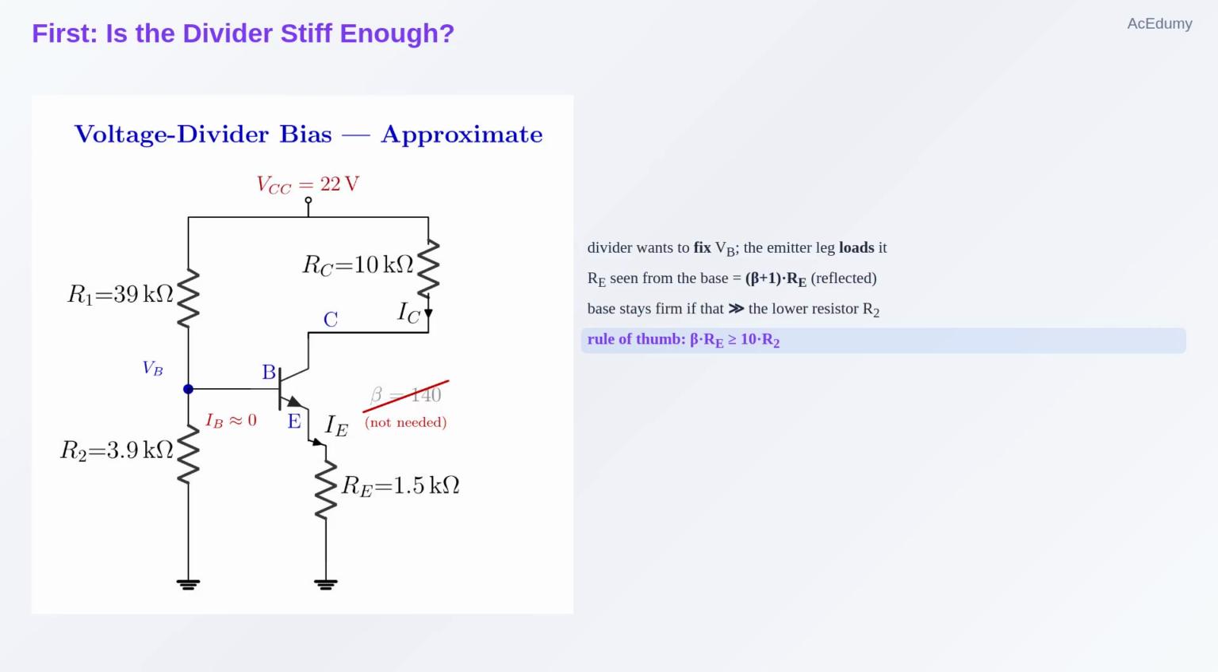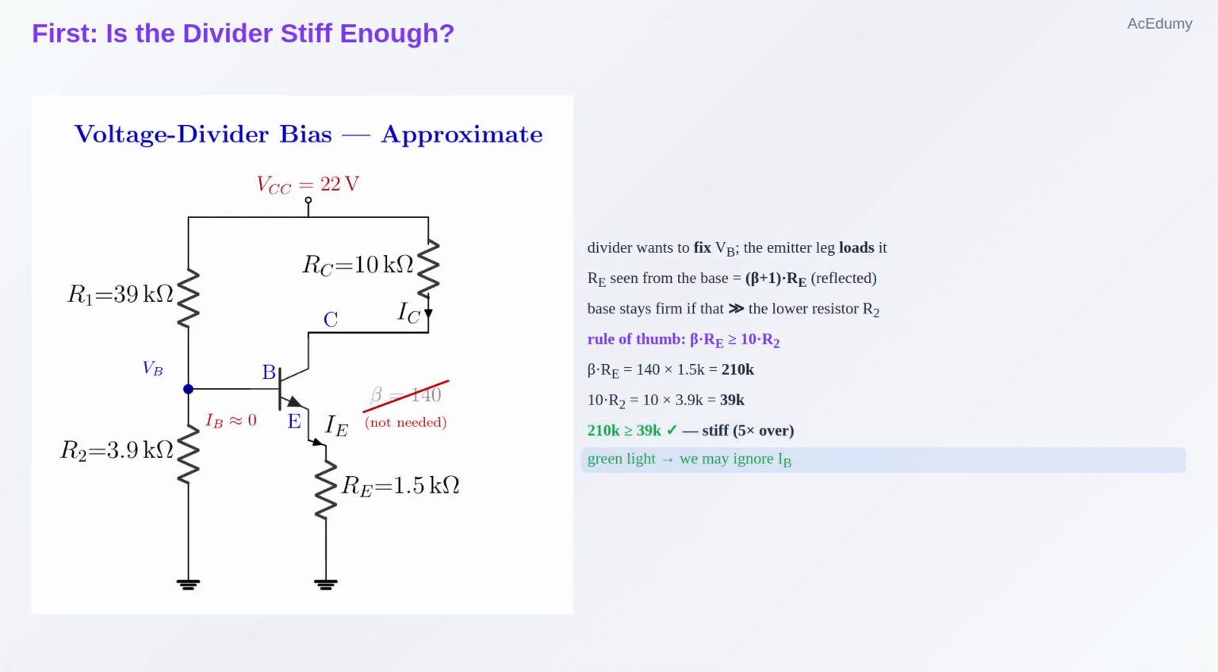Let us test it. Beta times R_E is 140 times 1.5 K, which is 210 K. 10 times R2 is 10 times 3.9 K, which is 39 K. 210 K is comfortably bigger than 39 K, more than 5 times over. The divider is stiff. The criterion passes, so we are clear to ignore the base current. Everything that follows rides on this one green light.